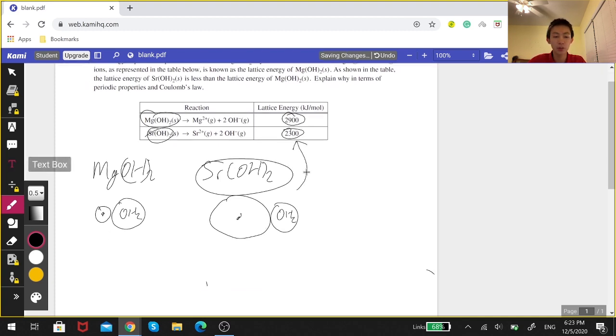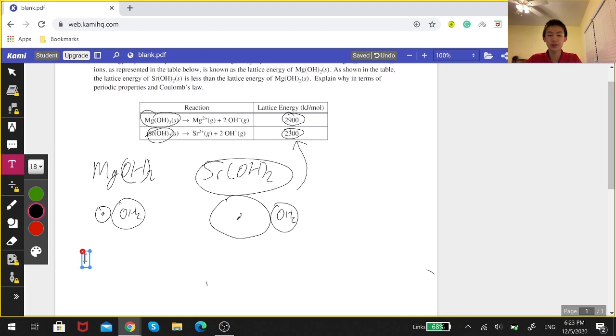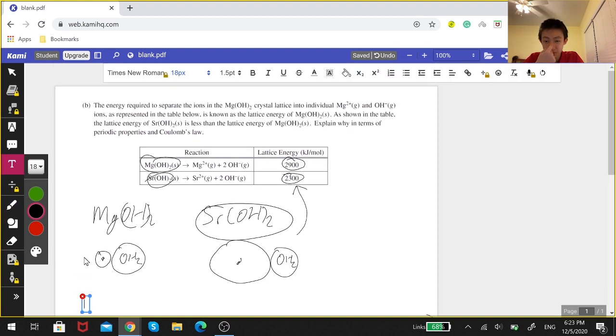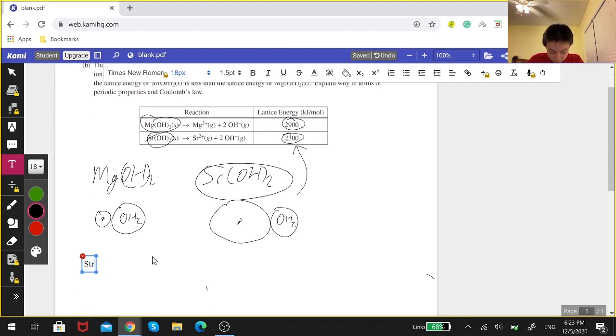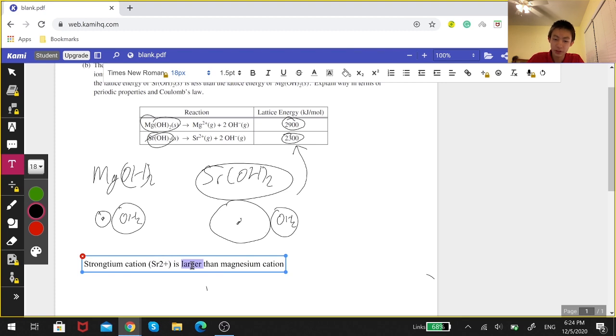So now we're going to explain it in words. First things first, the question asks us to explain why in terms of periodic properties and Coulomb's law. Alright. Strontium cation Sr2+ is larger than magnesium cation. In fact, we shouldn't say larger. Has a bigger atomic radius than magnesium cation, which is Mg2+.